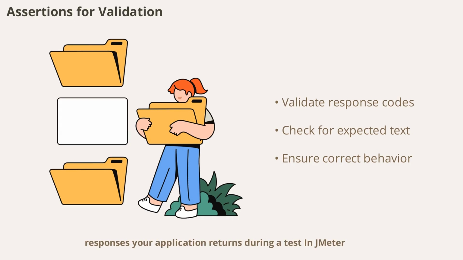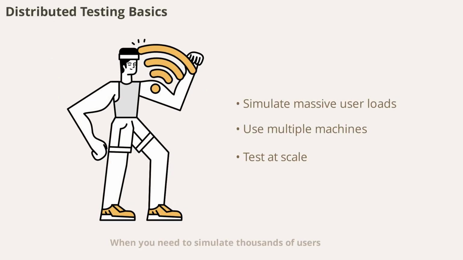Assertions are essential for validating the responses your application returns during a test. In JMeter, assertions can check if the response code is correct, if specific text is present, or if the response time meets expectations. By setting up assertions, you can automatically detect errors and ensure your application behaves as expected under load.